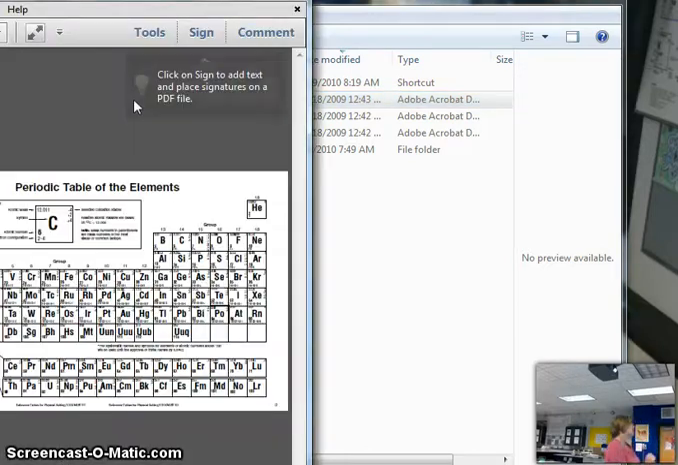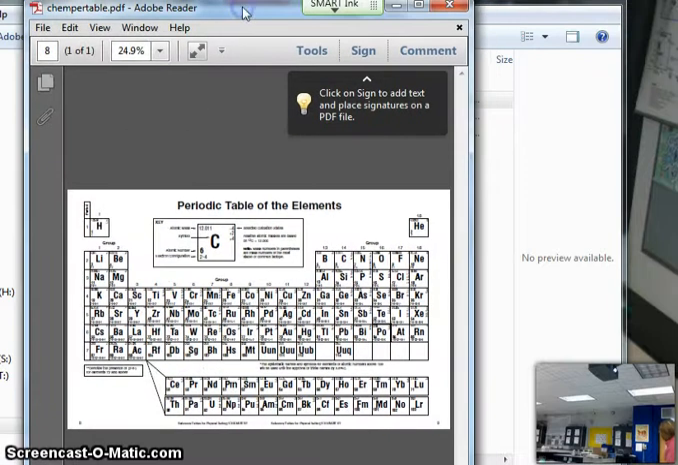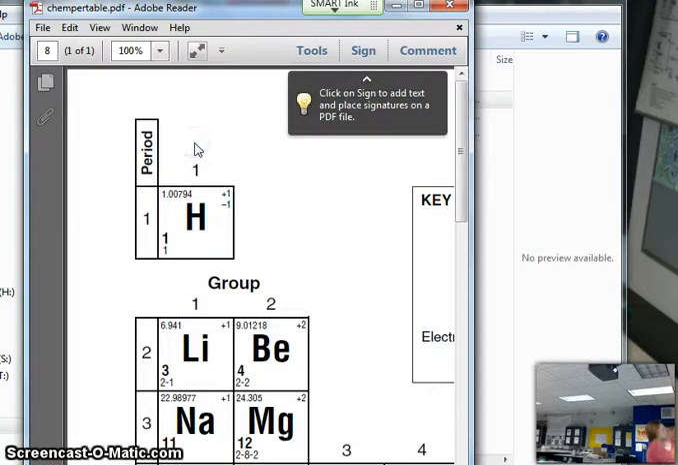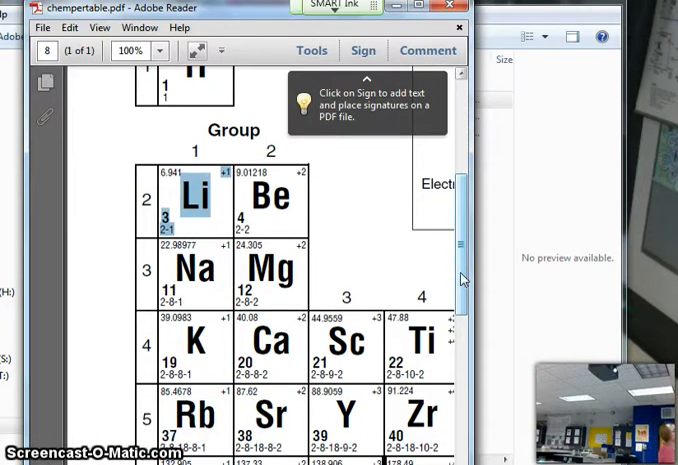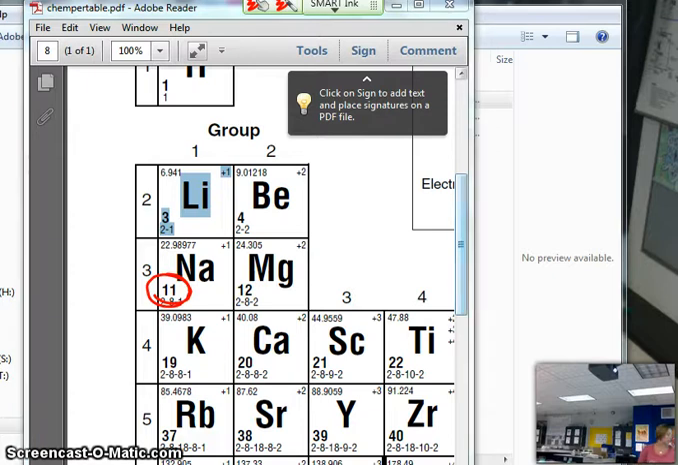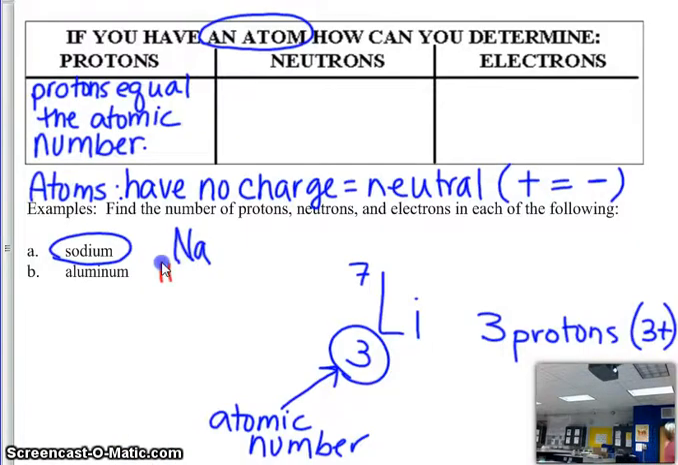Okay, so let me slide this over so you guys can see it a little bit better. But here's our table, and if you look up Na, it's right here. So here's sodium, its atomic number is 11, which would indicate that it has 11 protons. So in our notes here, we could just fill in its bottom number is 11, and therefore it has 11 protons.